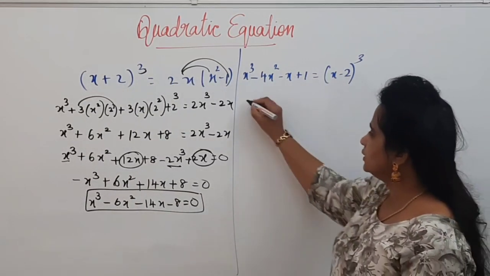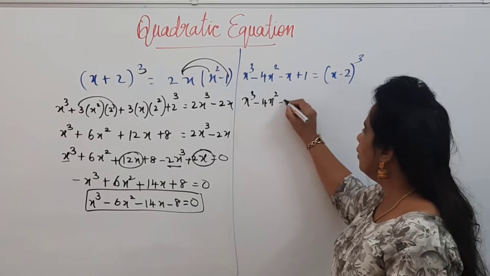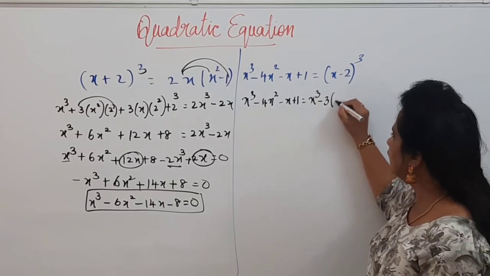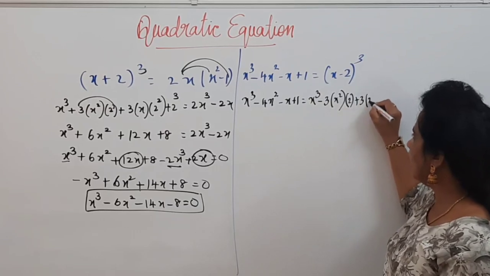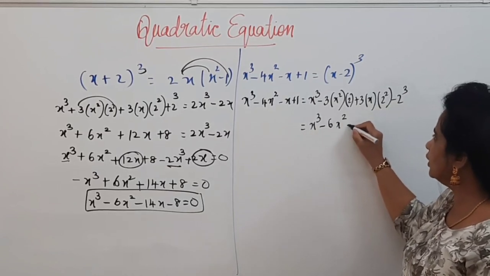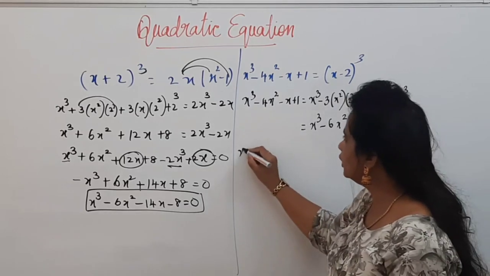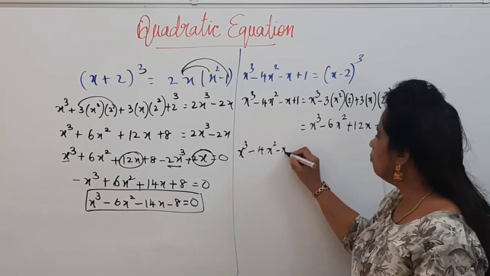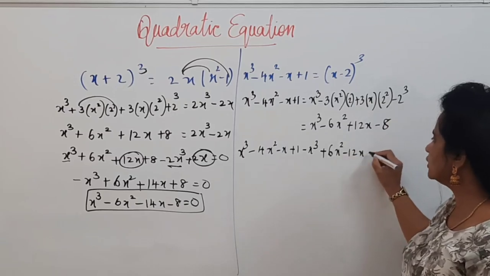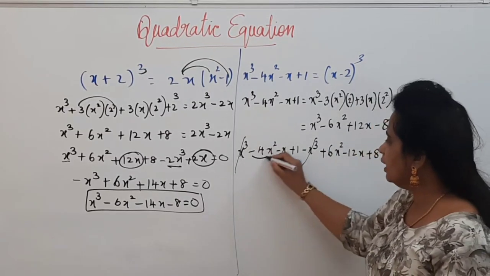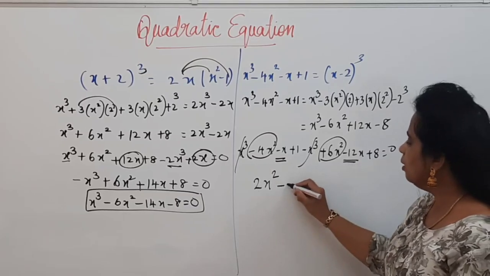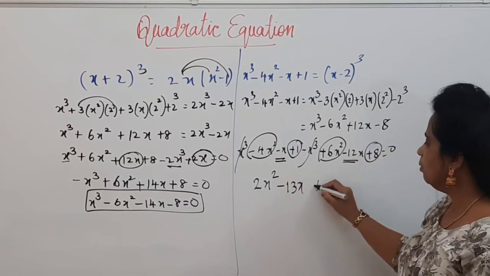Now, I go for this one. So, x cube minus 4x square minus x plus 1 is equal to the (a minus b) the whole cube form, that is a cube minus 3a square b plus 3ab square minus b cube, which is equal to x cube minus 6x square plus 12x minus 8. Now, I bring it on this side: x cube minus 4x square minus x plus 1 minus x cube plus 6x square minus 12x plus 8 equal to 0. The x cube gets cancelled. Now, minus 4x square plus 6x square is plus 2x square, minus x minus 12x is minus 13x, plus 1 and plus 8 is plus 9, equal to 0.